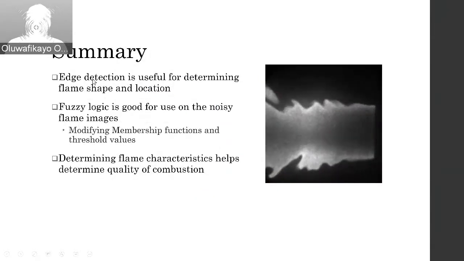So just to summarize, edge detection is useful for determining flame shape and location. And in the case of a noisy image, such as the flame images we had here, fuzzy logic is good to use because you can modify membership function parameters and threshold values, which helps us determine the characteristics of the flame by allowing us to find some way to figure out where the edge of the flame is. So in the previous image of the overlay, the first yellow pixel from the bottom would be your liftoff height. And so that would help us, in turn, determine the quality of combustion.